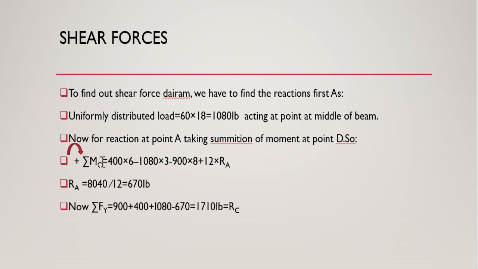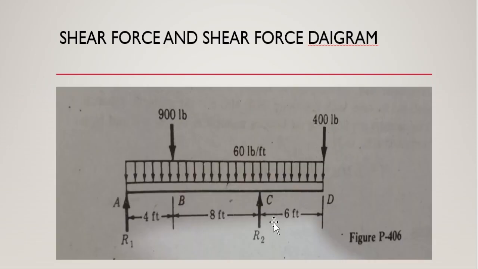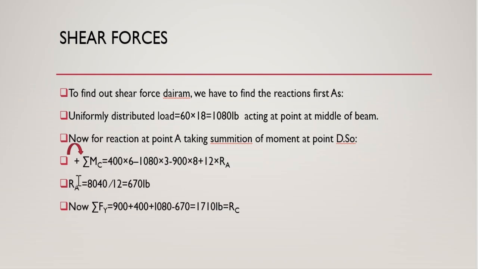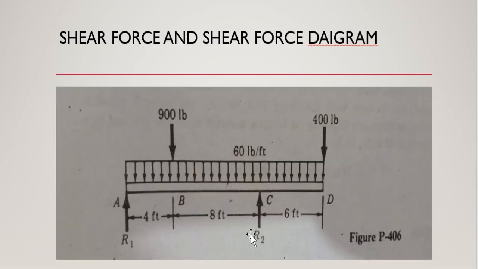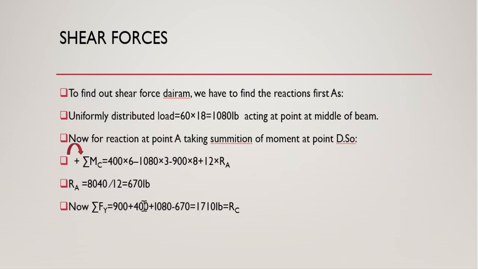Now we take the moment at point C. We multiply the force by its distance: 400 into 6, 900 into 8, and the reaction force at point A, RA into 12. When we simplify this equation, we get the value of RA, which is 670 pound. Now, in order to find the reaction at point C, we take the summation of all vertical forces, that is the equilibrium condition. So we get the value of RC: 900 plus 400 plus 1080 minus 670. We get RC as 1710.